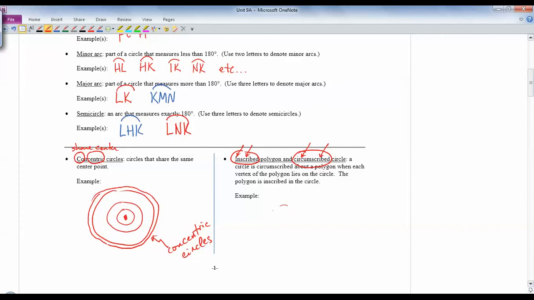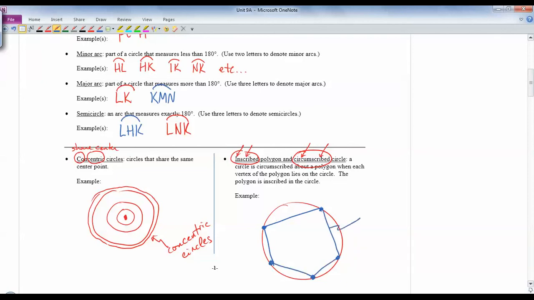So if I draw a circle and then I put some shape inside of it, now it can't just be a shape floating around inside. That's not technically inscribed. But if I did something like this, where I put all the corners of the shape on the circle, and it doesn't really matter how many corners it has. So let's say I did this.